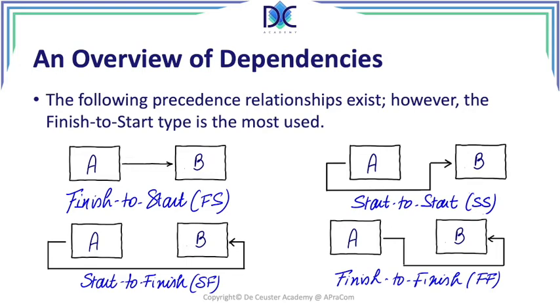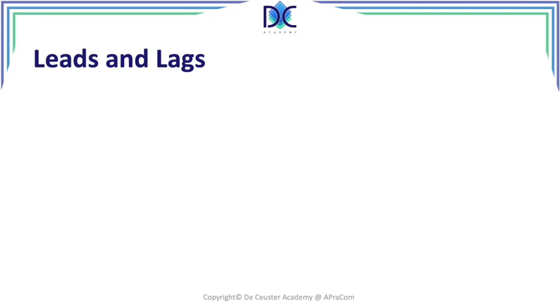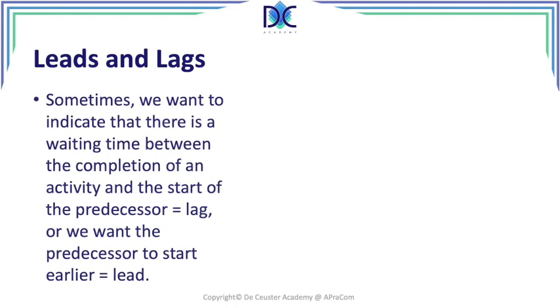Now, there is also another additional element that we can have. We can consider leads and lags. Now, what do we want to do? We want to say there is a waiting time between the end of an activity and the start of the next activity. Let's consider the curing of concrete. It typically takes about 28 days for the concrete to get its full strength, from the moment we pour the concrete.